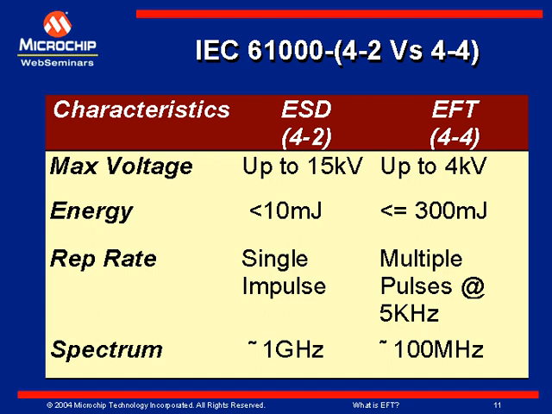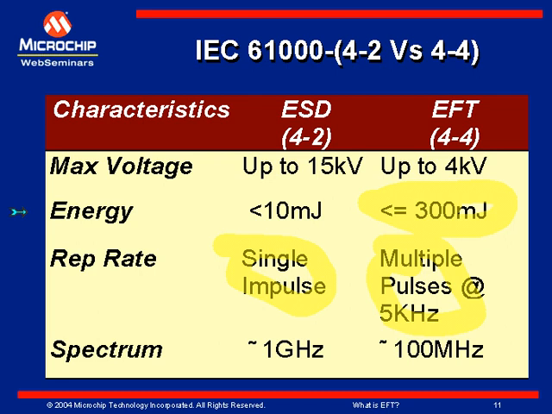But if you compare energy, in case of an ESD event, energy is less than 10 millijoule, while in case of EFT, energy tends to be around 300 millijoule. It's much higher. In case of ESD, if you look at the repetition rate, most of the time it's just a single impulse, while in case of EFT, we have multiple pulses. They are repeated at 5 kHz for level 1, 2, and 3, and for level 4 power supply, it's 2.5 kHz.